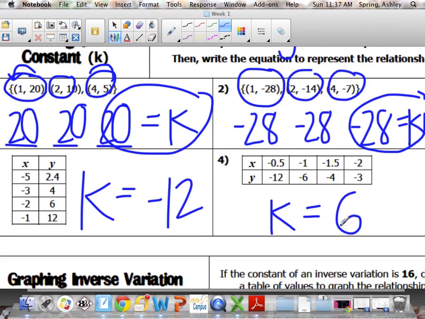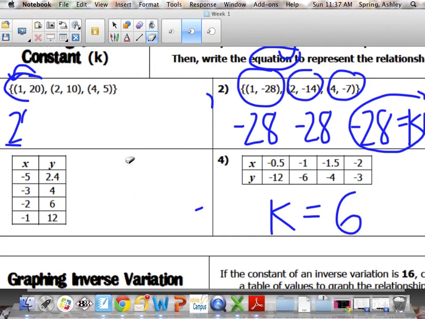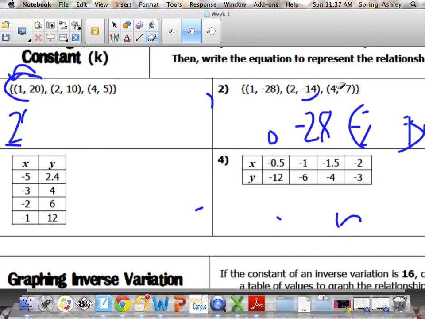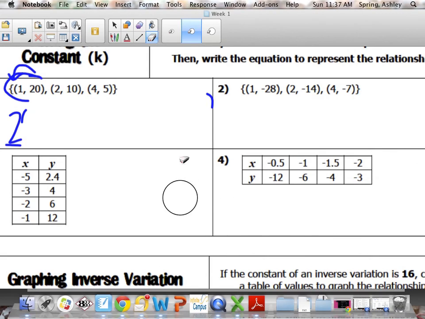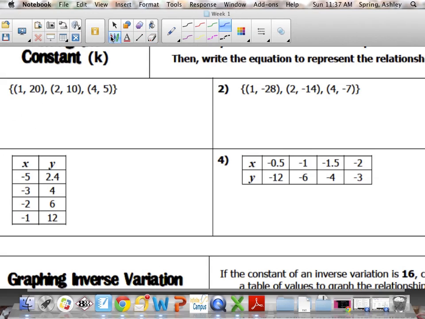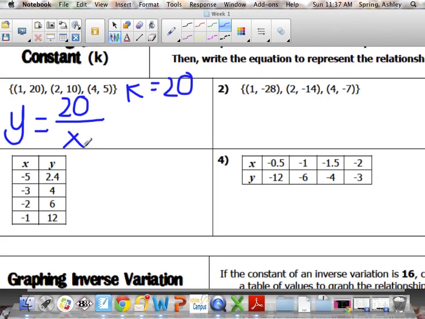4. And now I'm going to go back because we also need to write the equation to represent the relationship. So I'm going to give myself some more space here. And I'm going to write the equation for each one of these. So I know that the constant for this one was 20. I also know that the equation is going to be in the form y equals the constant k over x. And so there's my equation.